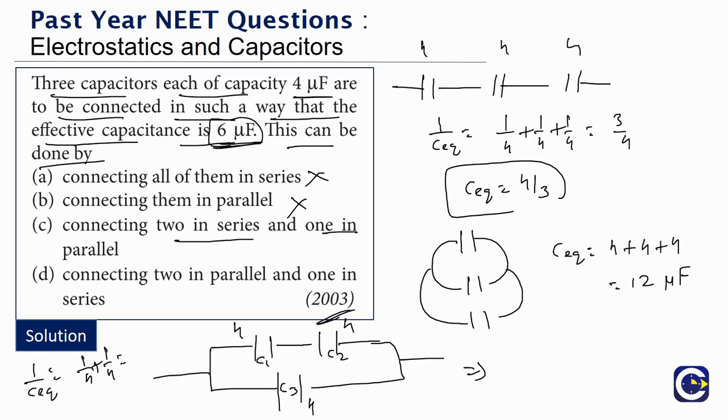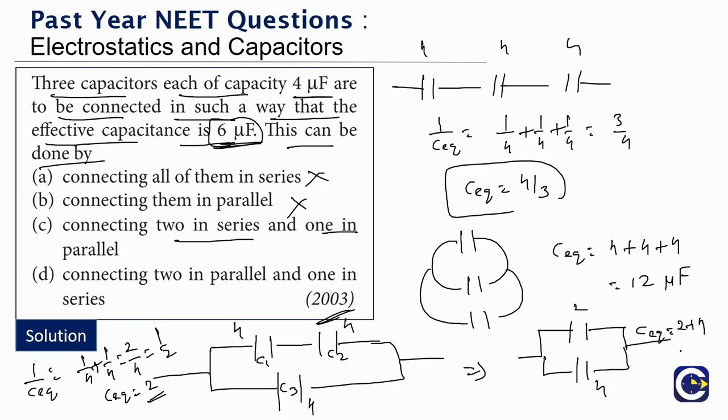1 by 4 plus 1 by 4, which is 2 by 4, that is 1 by 2, so C equivalent will be 2. So when we find the equivalent of C1 and C2, that is coming as 2. Now the 2 and 4 are in parallel. What is the final equivalent capacitance? 2 and 4 in parallel means 2 plus 4, that is going to be 6. So what is the correct arrangement that we need? We should have 2 of them in series and 1 connected in parallel.